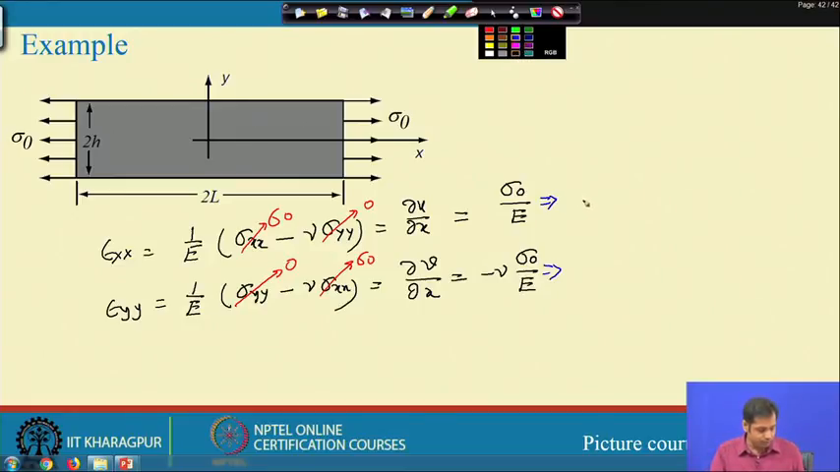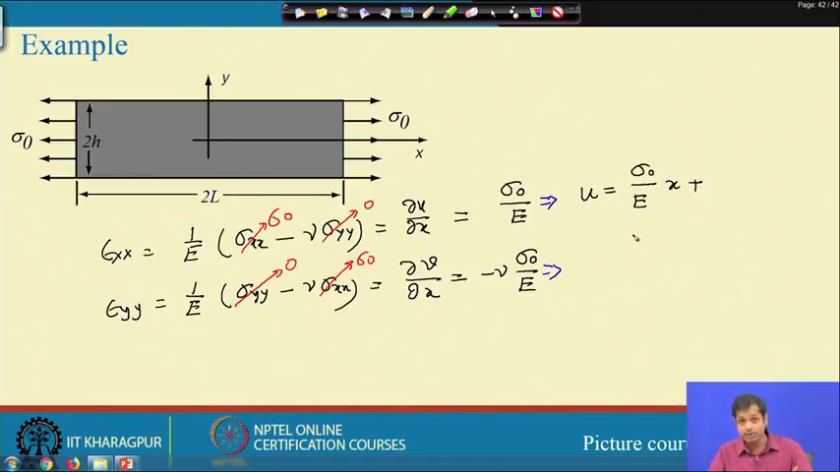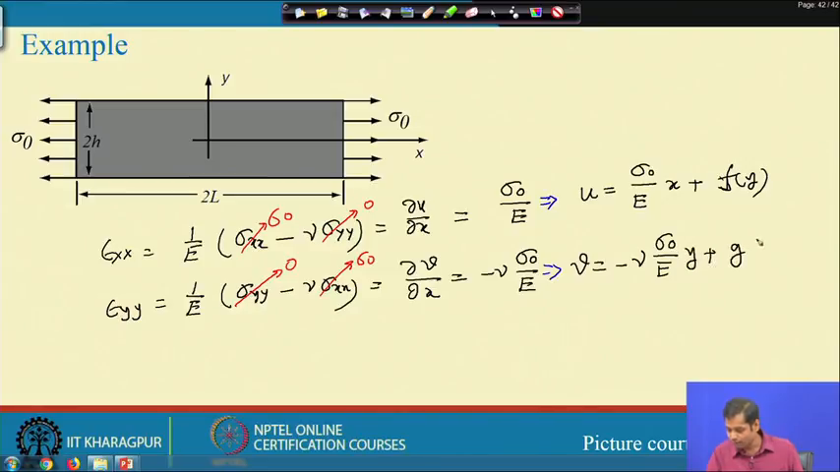We have u is equal to sigma 0 by E into x plus a constant of integration. Actually, it is a partial integration, since it is a partial derivative here. So, the constant of integration is not a constant in the true sense. It will not be a function of x, it will be a function of y, f of y. Similarly, v will be minus nu sigma 0 by E into y plus g of x.